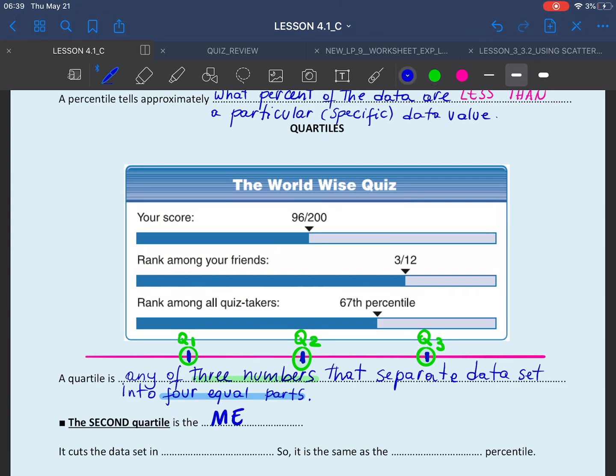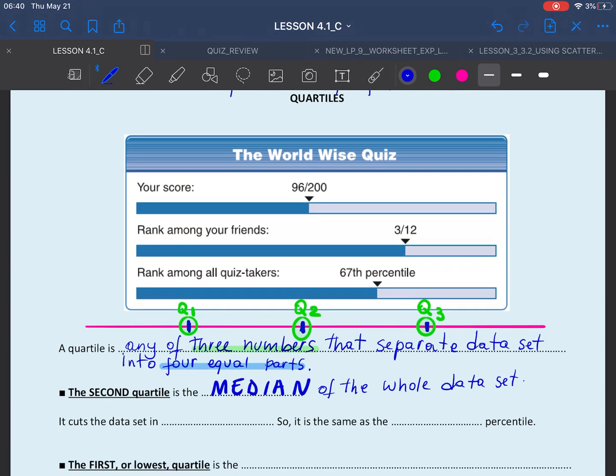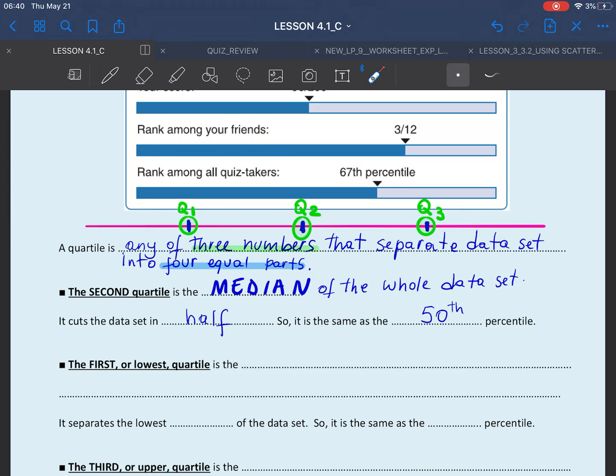The second quartile, as you see in here, is the median of the data set. Now, it cuts the data in half, so it is the same as the 50th percentile. Which means that Q2 will be what separates the first 50% of data from the second 50% of data.